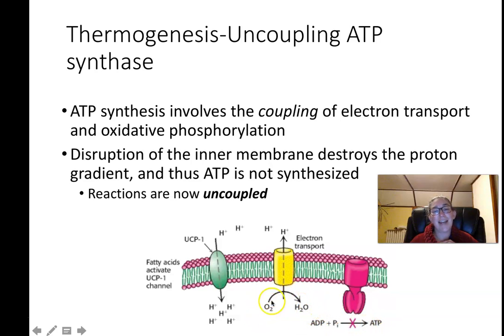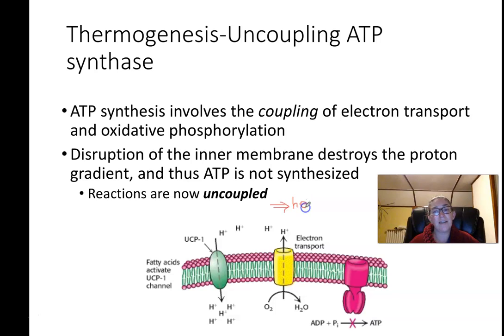We just get that exothermic reaction of the oxygen being oxidized and being converted into water. And so we get this energy production that doesn't get used to fuel this endothermic reaction. It just produces energy in the form of heat. All right, so uncoupling of the electron transport chain results in heat production.